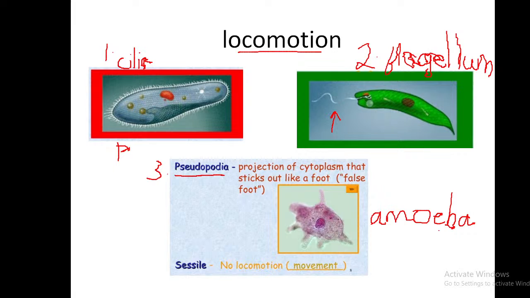So the locomotory structures in protists are: 1. Cilia, example in paramecium. 2. Flagellum, example in euglena. 3. Pseudopodia, example in amoeba. Then a few organisms are sessile. Sessile means sedentary. Sessile means they do not move, no locomotion. That is known as sessile. Most of the sessile organisms will be parasitic. So locomotion: cilia, flagella, pseudopodia. Then next.